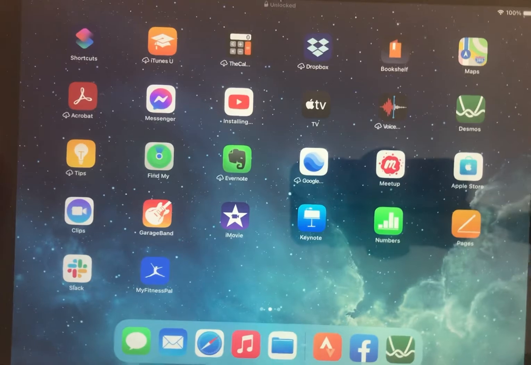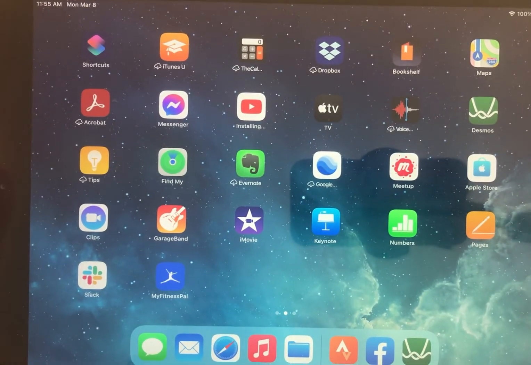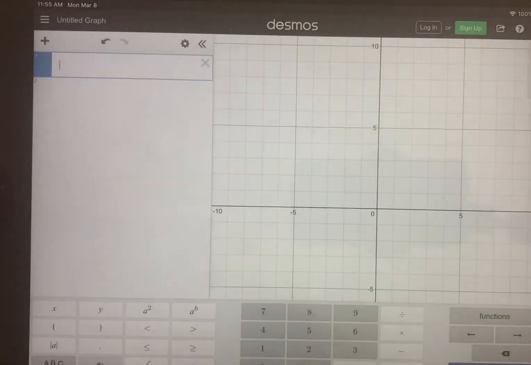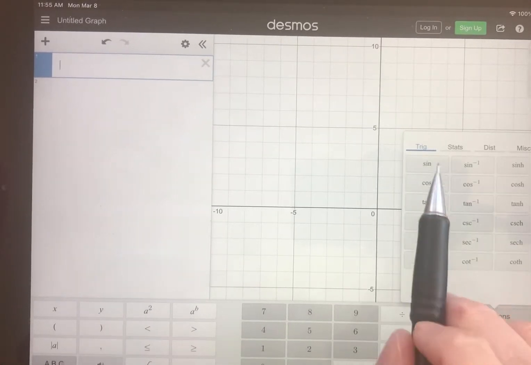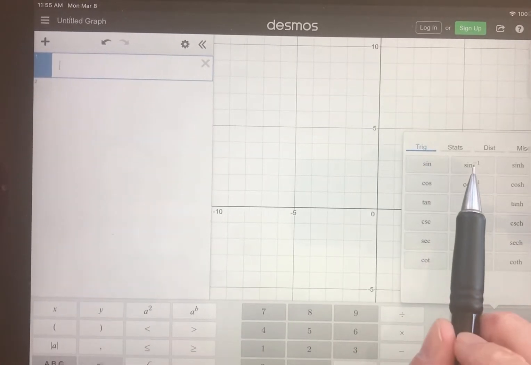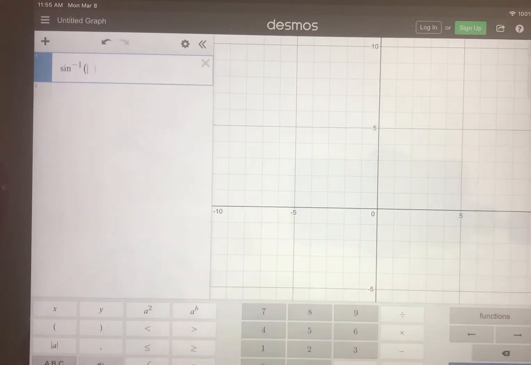Okay, pull out Desmos. Looks like I got to turn mine on. There we go. Get it in the window for you. Let's click into Desmos, and we're going to use our trig function. So we're going to go into our functions, and we're going to choose the trig option, and we want to know the inverse sine. So there's the inverse sine function, and we want to find the inverse sine of negative root 3 over 2.